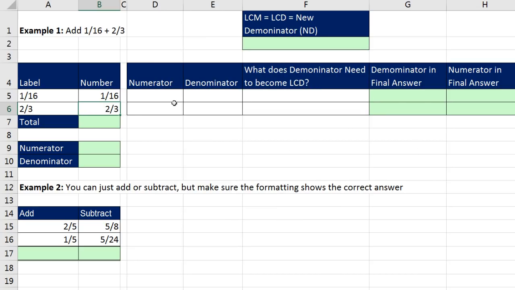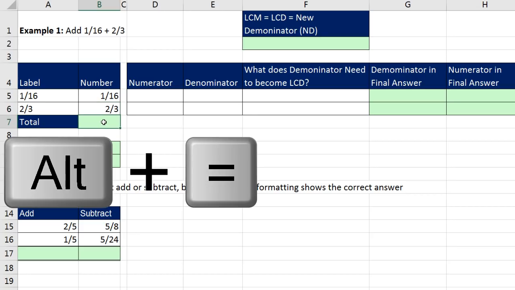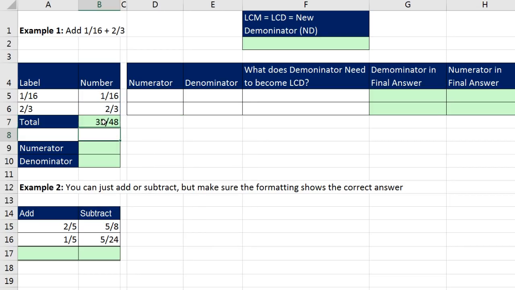Enter. Now, if I come down here in Excel, I can just use the sum function if I'm adding, Alt equals and Enter. And look at that. It gives me 35/48. Now, if I can do all this in my head and verify, then I'm done.